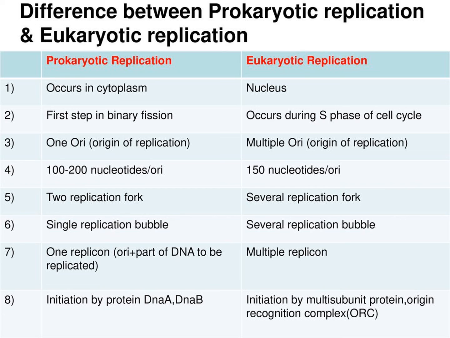There are 2 replication forks in the prokaryotes and several replication forks in the eukaryotes. There is only a single replication bubble in the prokaryotes and several replication bubbles in the eukaryotes. There is one replicon in the prokaryotes and multiple replicons in the eukaryotes. And the initiation in prokaryotic replication is by the following proteins, DnaA and DnaB. And the initiation by a multi-subunit protein, the origin recognition complex, is in eukaryotic replication.